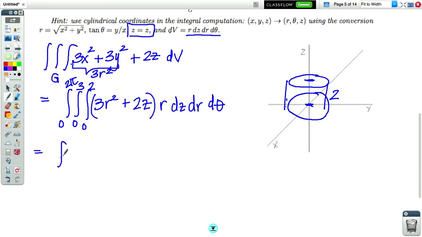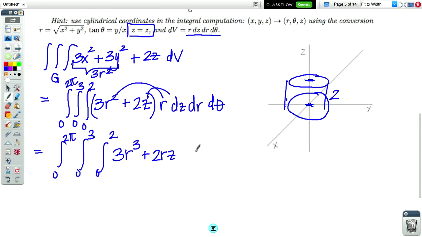So let's write this out one more time and then actually start the integration. 0 to 2 pi, 0 to 3, and then 0 to 2, and our actual integrand is 3r cubed when I distribute this r, plus 2rz. And then dz is the first one, dr is our second integral, and d theta is our third.